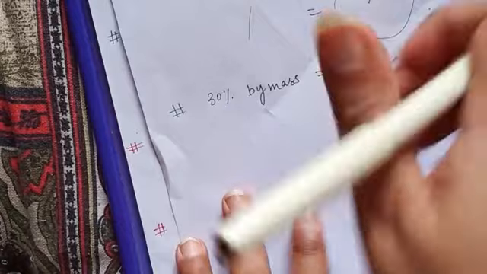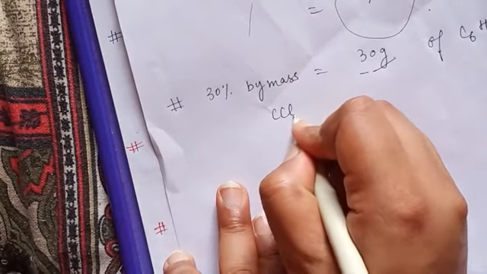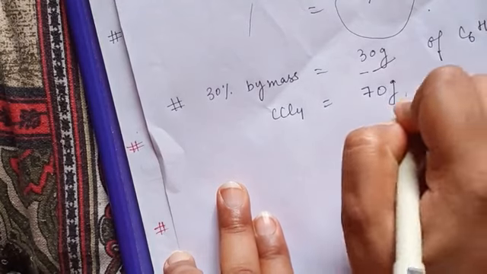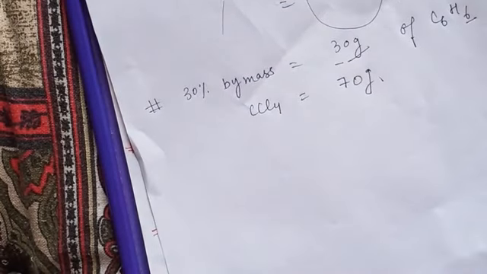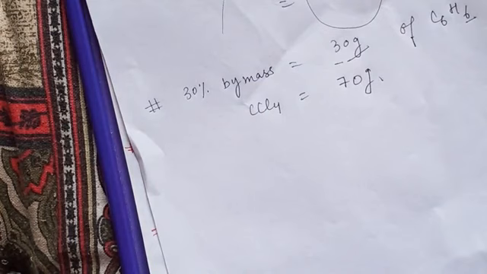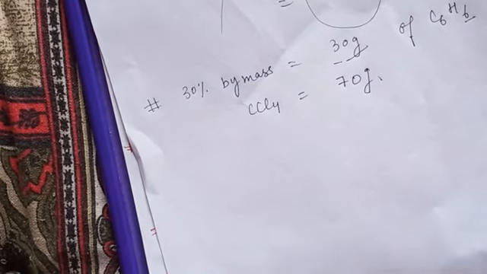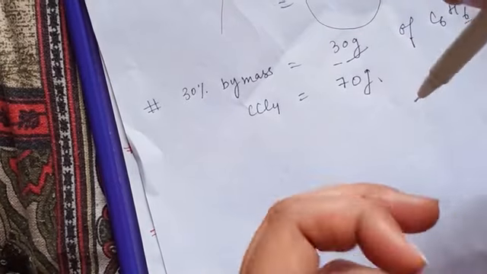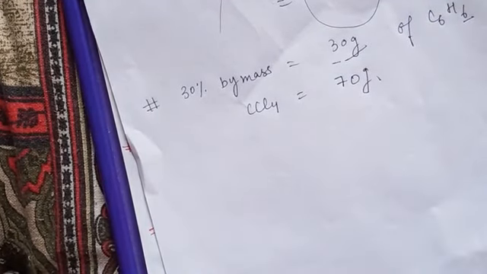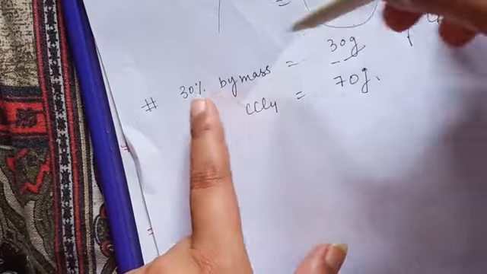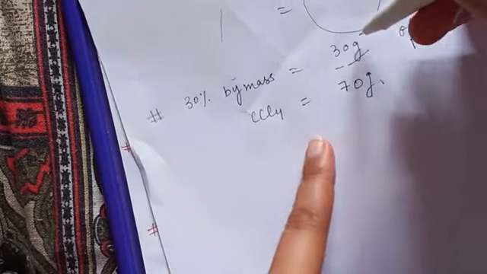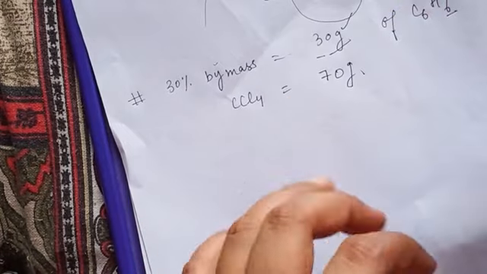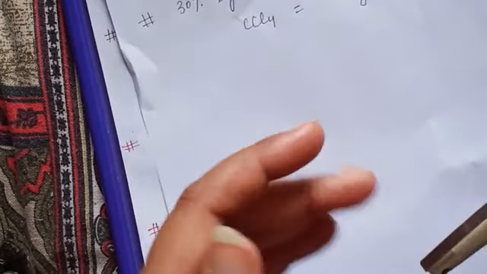Okay, C6H6 and CCl4, that is carbon tetrachloride, the mass comes to 70 gram. Okay, by default we consider the total solution to be 100 gram. 30% by mass means 30 gram of benzene, and the remaining 70 gram will be CCl4.